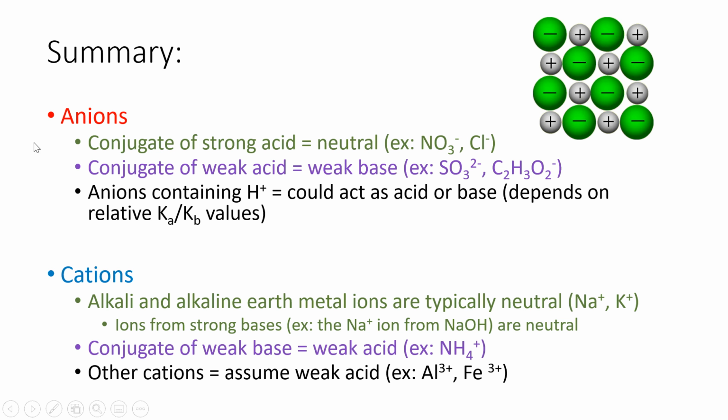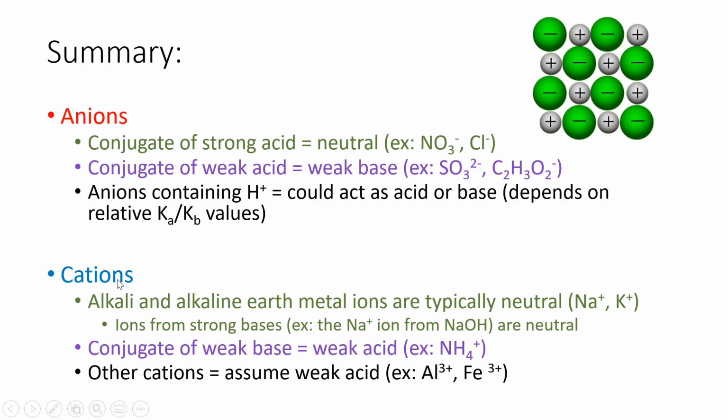When you have an anion, anions are typically the conjugate of a strong acid or a weak acid. If you see an anion that's a conjugate of something strong, like Cl minus or NO3 minus, it's going to be neutral. If you see an anion that's a conjugate of a weak acid, then that anion is going to be a weak base. So some anions are neutral, but many anions are weak bases.